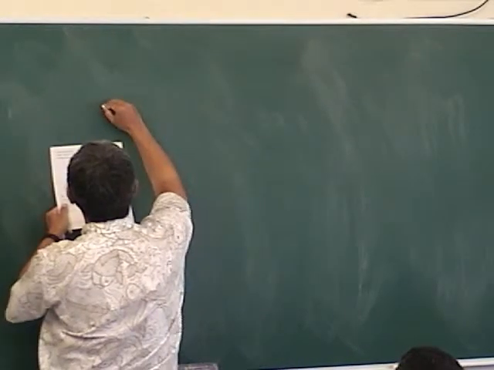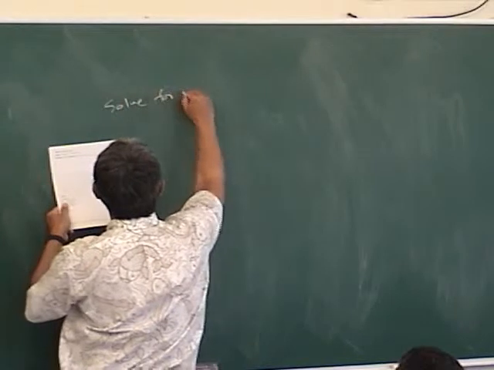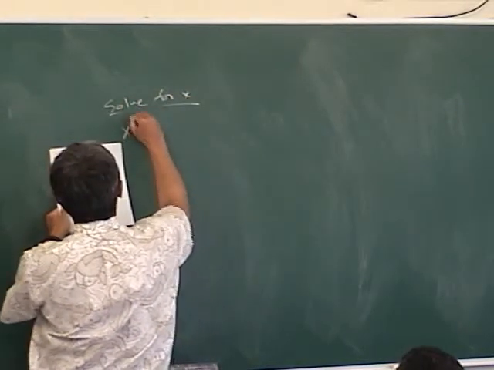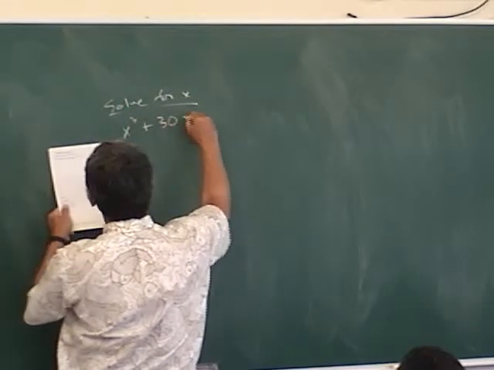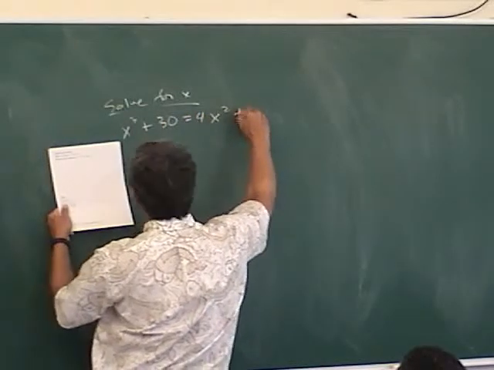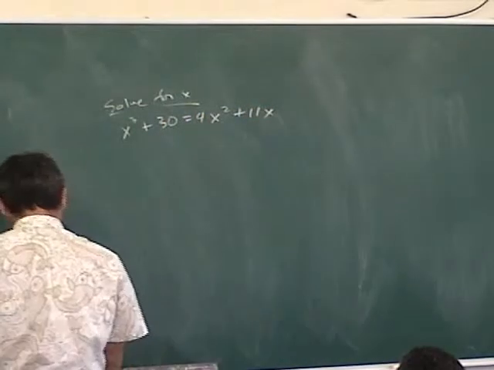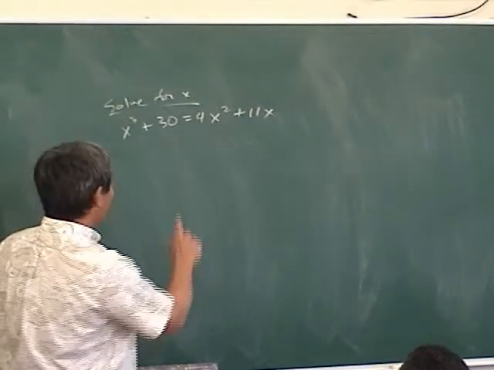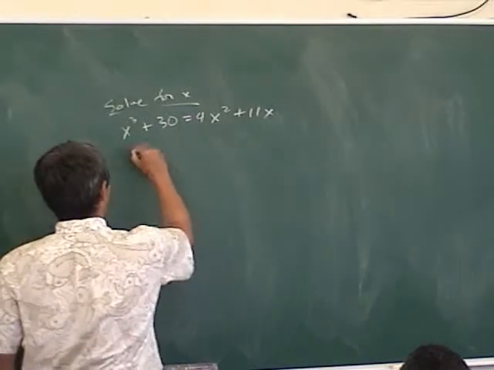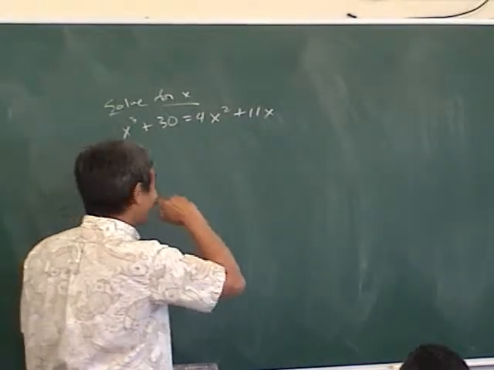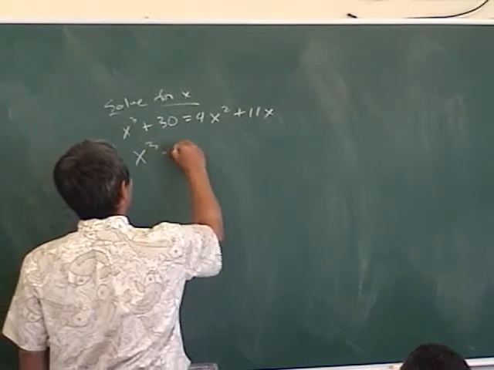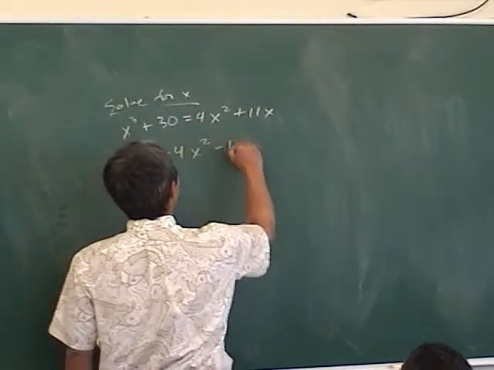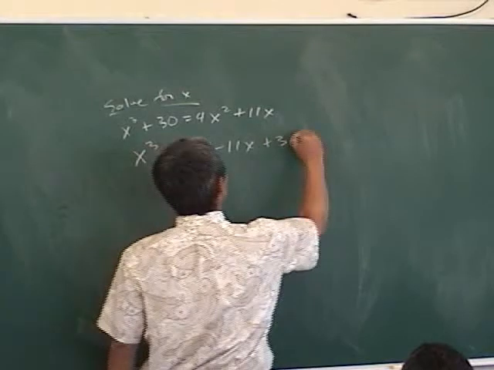Okay, solve for x. X cubed plus 30 is equal to 4x squared plus 11x. What's the first thing I should do? Make one side 0 and put it in order. Make the first term positive also now. You don't have to, but it's just a lot easier when it is. So x cubed plus 4x squared minus 11x plus 30 equals 0.